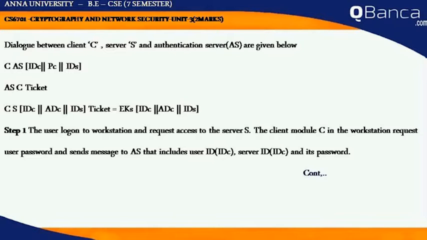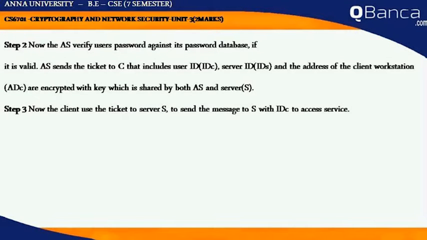Step 1. The user logs on to the workstation and requests access to the server S. The client module C in the workstation requests the user password and sends a message to AS that includes the user ID, server ID, and its password. Now the AS verifies the user password against the password database. If it is valid, AS sends the ticket to C that includes the user ID, server ID, and the address of the client workstation, encrypted with a key which is shared by both AS and the server.